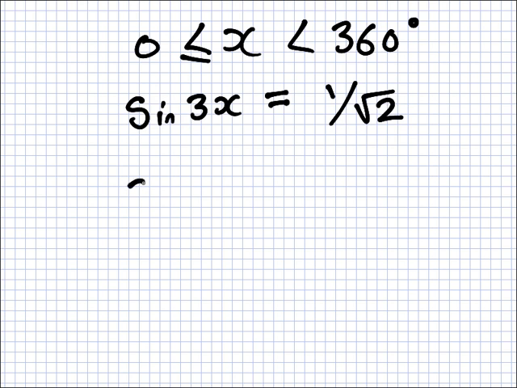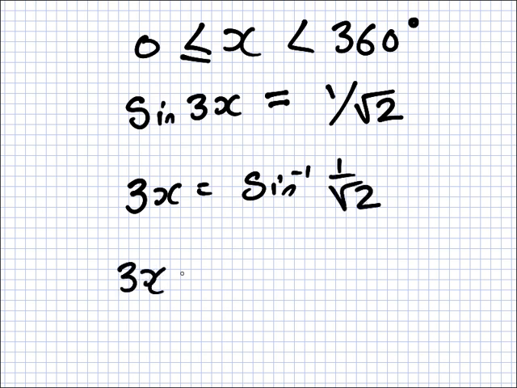So we get 3x equals sine inverse 1 over root 2. So we have 3x equals 45 degrees. And the second answer is, what is it? 135. But what's different about this one is there's more than 2 answers. I wonder, in fact, if anyone knows how many answers this one should have now.